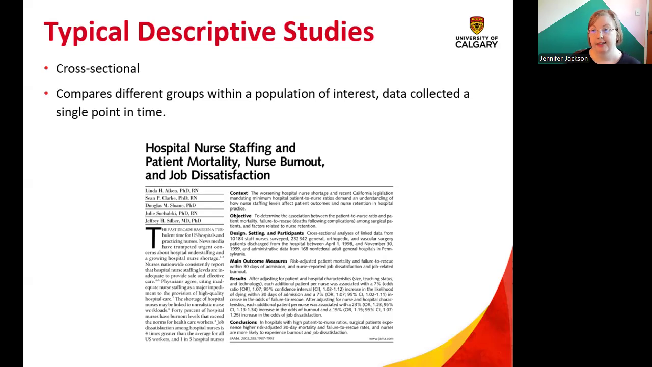staffing. This is Linda Aiken's hallmark study of staffing, patient mortality, burnout, and job satisfaction. So at one point in time, she measured outcomes for nurses and found that when nurses are short-staffed, patient mortality goes up, burnout goes up, and job dissatisfaction goes up. So she looked at the relationship between those variables at one point in time.